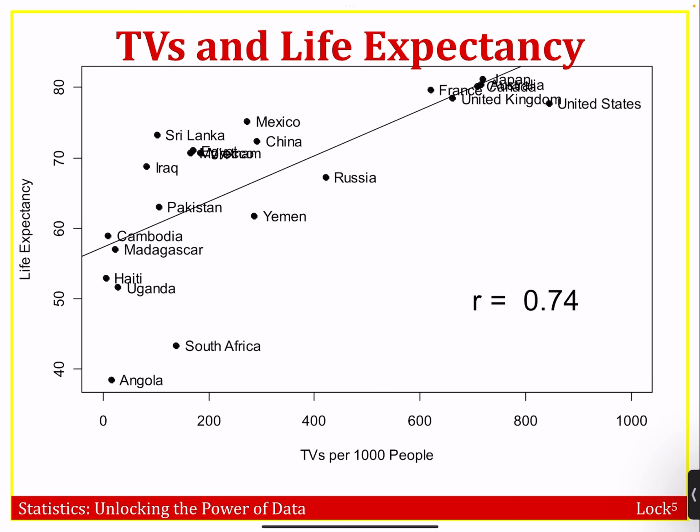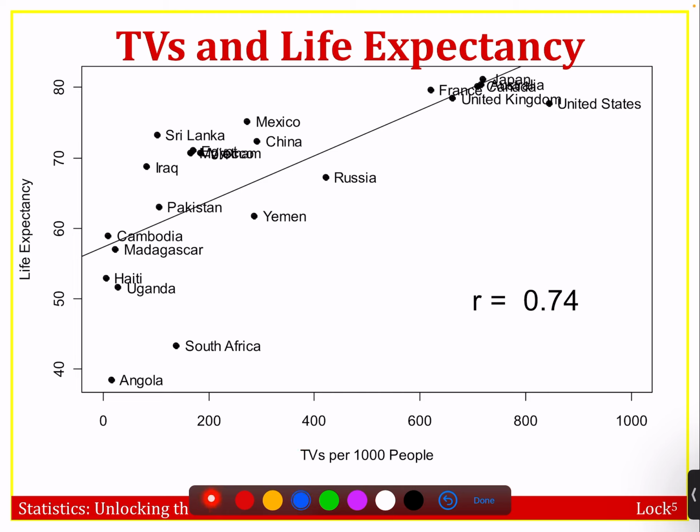One more. So this is a graph of life expectancy on the y-axis and TVs per 1,000 people around the world on the x-axis. When we do a graph like this, it is called a scatter plot. We're going to talk a lot more about these when we get to visualizing data. But usually we put the explanatory variable on the x-axis, the horizontal axis, and the response variable on the y-axis, the vertical axis.